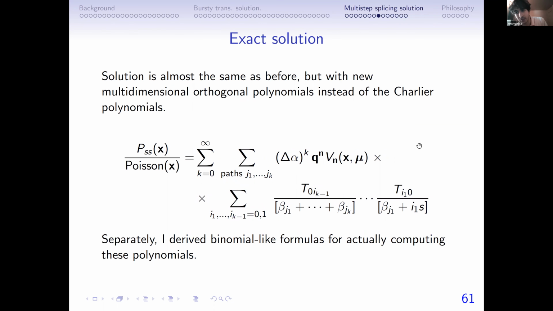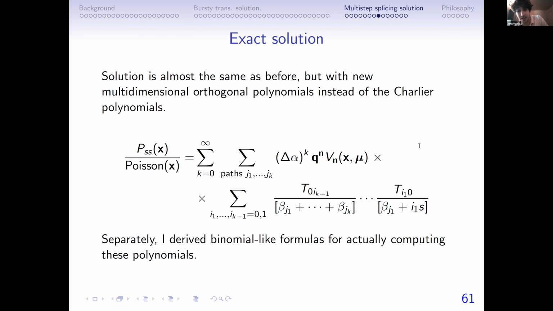Here's the solution. And the main difference between this solution and the previous one is that instead of the CNs, the Charlier polynomials that appeared before, there are these new things, a new kind of polynomial that I came up with by solving this, the VNs. And that's the main qualitative difference. You just have those instead of the other things.